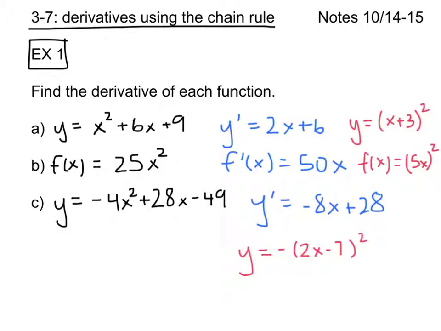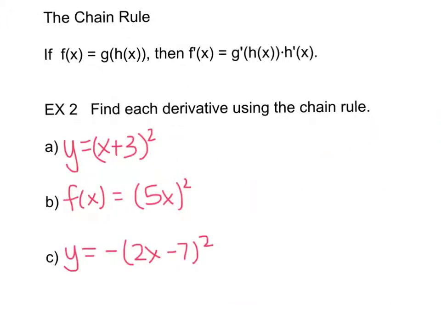And then in part C, the inside function is 2x minus 7, and then we kind of have two outside functions, the opposite of the function and then the function squared. You could think of that as negative x squared. So the chain rule basically allows us to take the derivative of composite functions, and it makes our lives a little easier. So let's talk about the pieces of this rule.